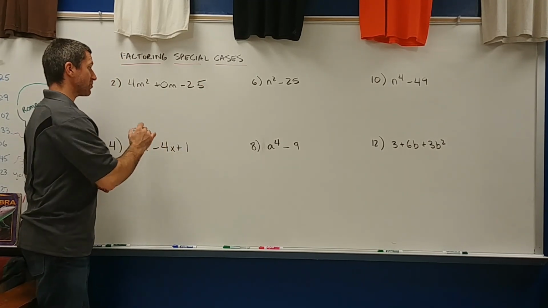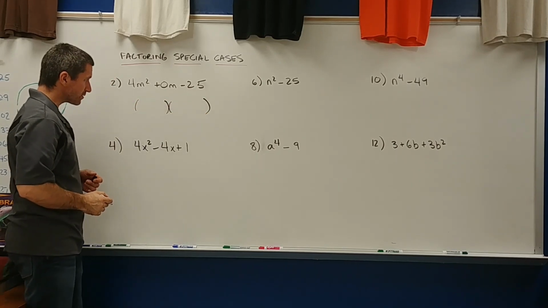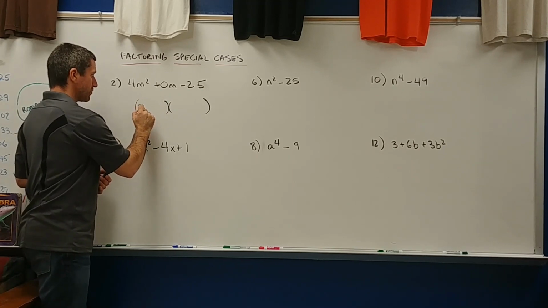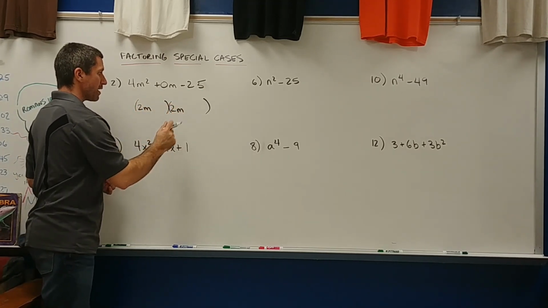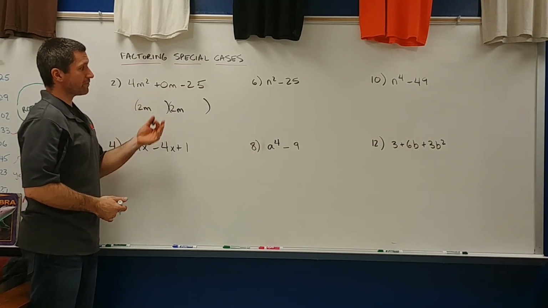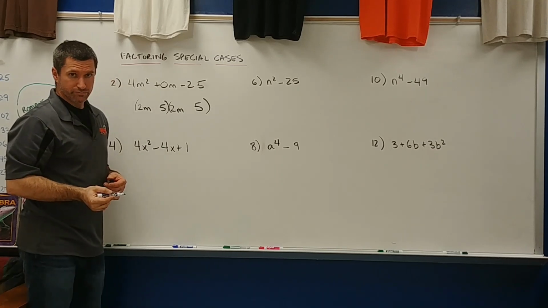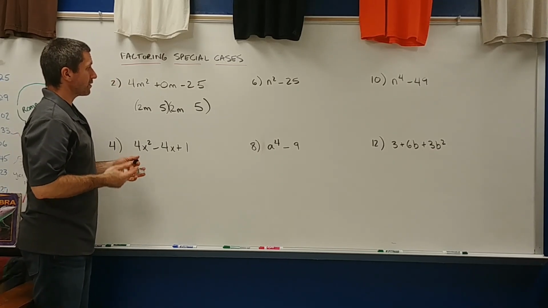If you're going to do a guess and check method, let's start with that one. I'm going to guess that 4 was 2 and 2. Like 2m times 2m is 4m squared. I'm going to guess that. Now, since 25 factors are limited, I'm just going to guess that it's 5 and 5. Okay. And now we need our signs.